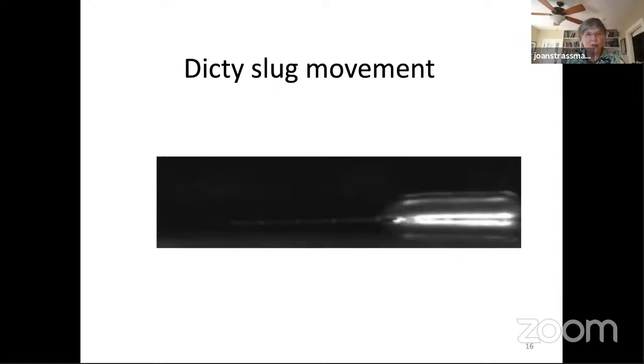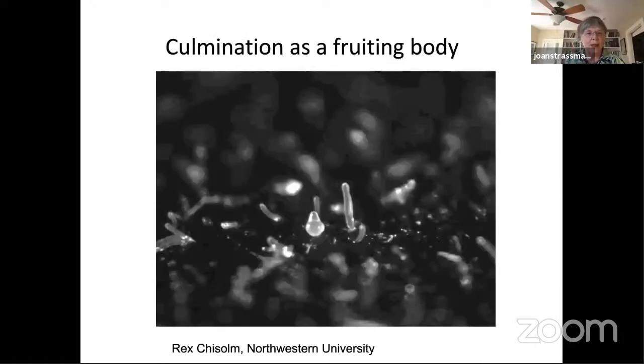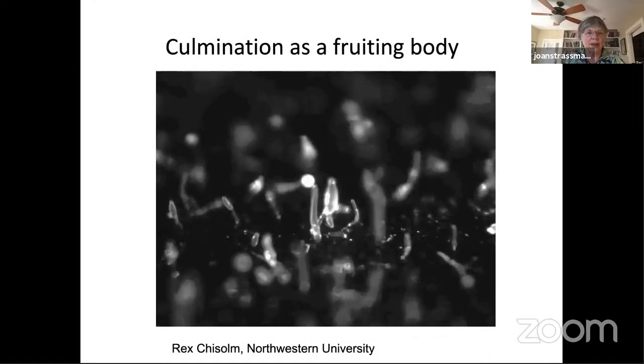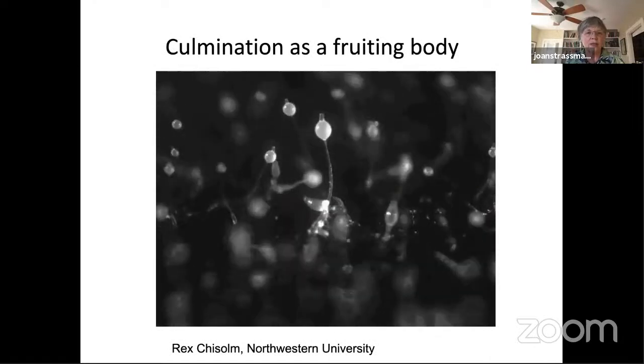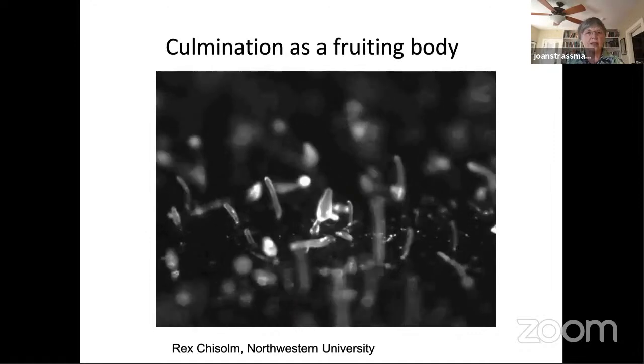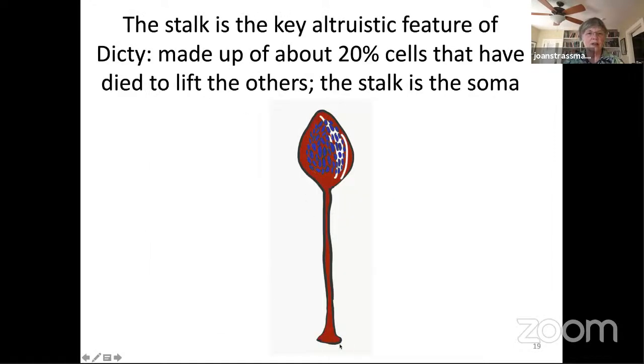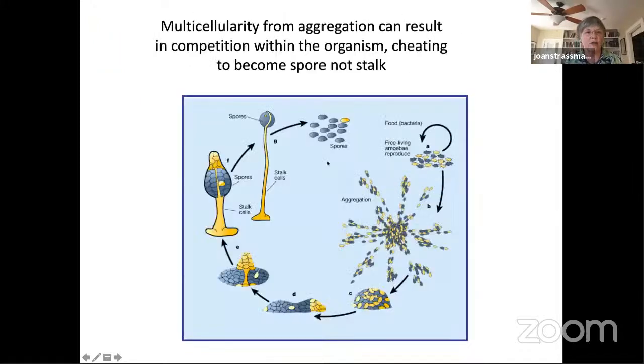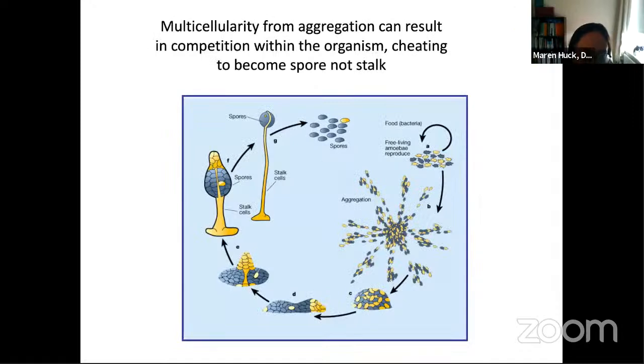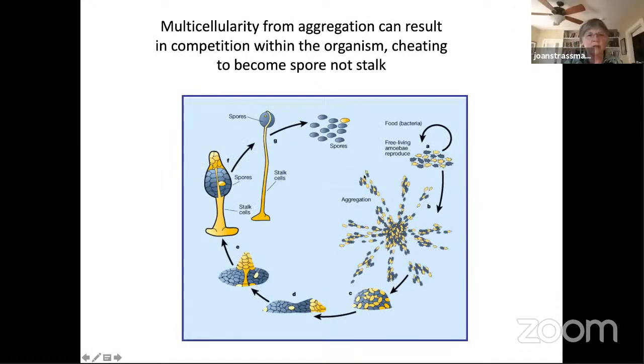Anyway. So then once this slug has moved to where it wants to be, if a slug with no brain could be said to want anything, it forms a fruiting body in which about 20% of the cells die to lift the others up. So you could view the stalk as the soma and the spores as the reproductive tissues. So here's a little summary, a cartoon of this interaction.